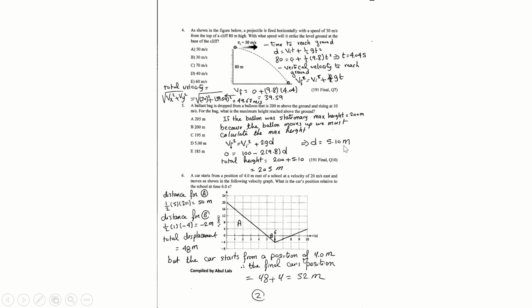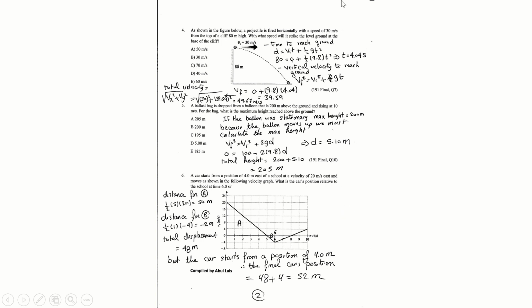5.10 meters. But remember that the balloon was initially at 200 meters. So if I want to know what is the maximum height, then I must add 200 plus 5.10 meters. That gives me 205 meters.